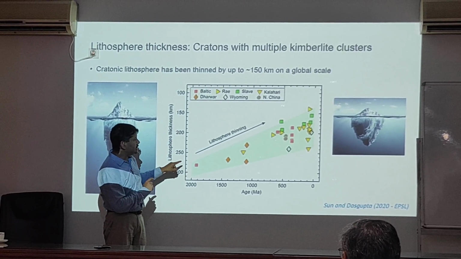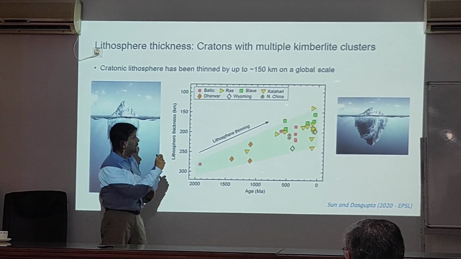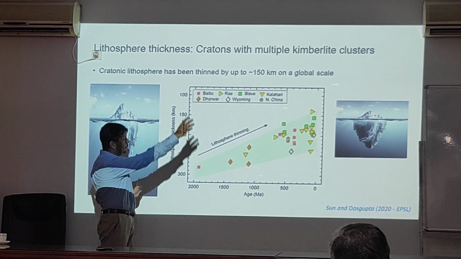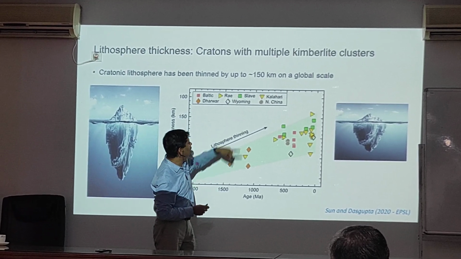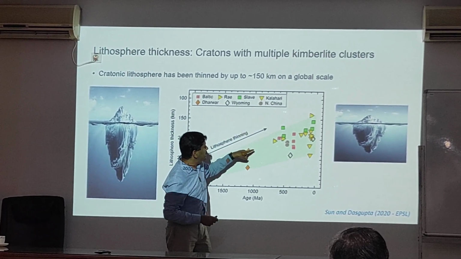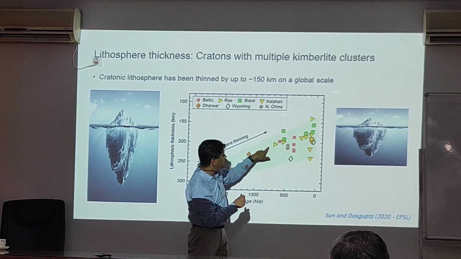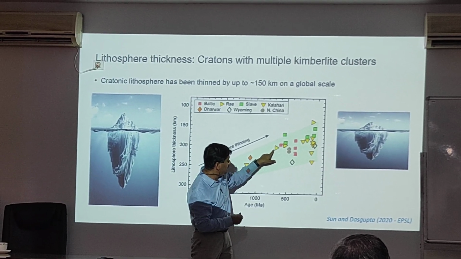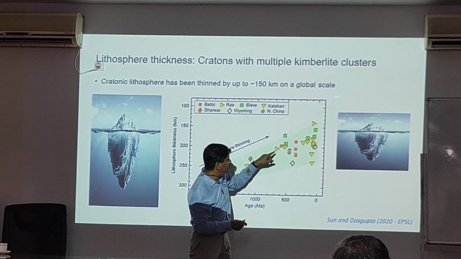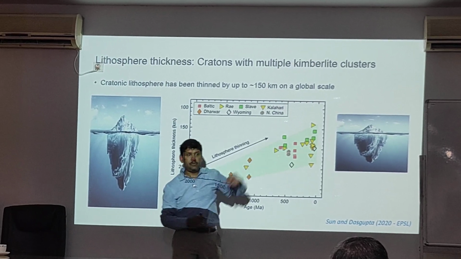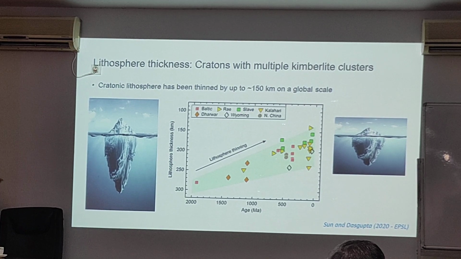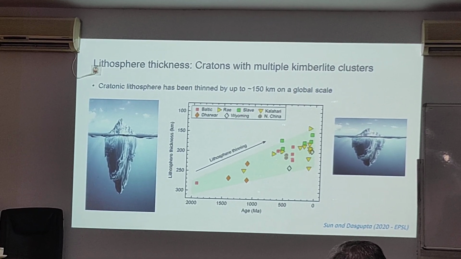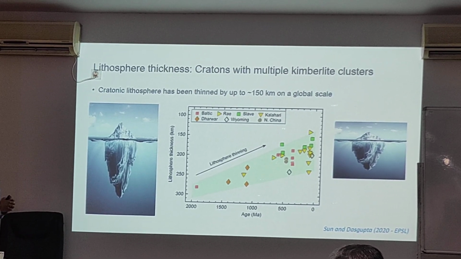But what's interesting in this particular plot is that even if you look at one location rather than compiling everything. So if you look at, for example, Slave Province or Kalahari with these symbols, even in one cratonic region where there are multiple episodes of kimberlite magmatism with time, there seems to be some thinning getting recorded. So it's not an artifact of global compilation with different things; even potentially in one region, we are seeing that.